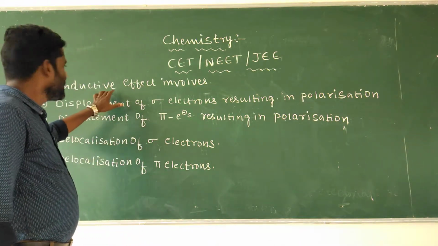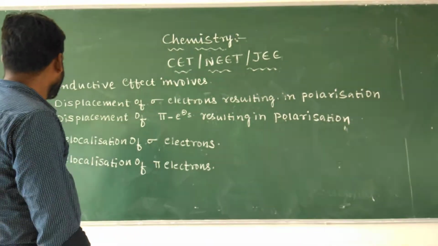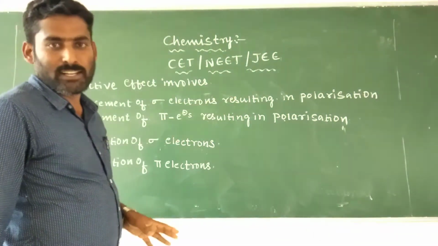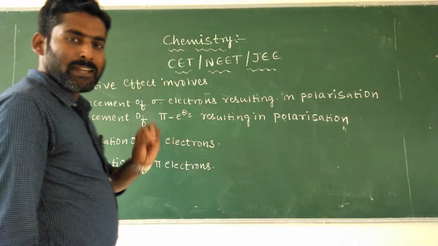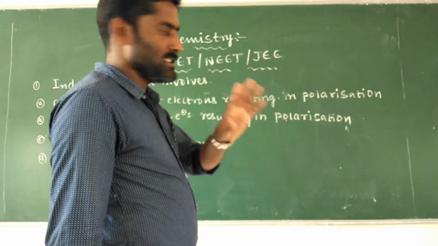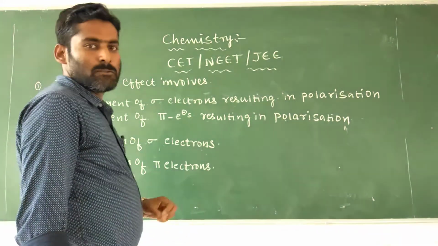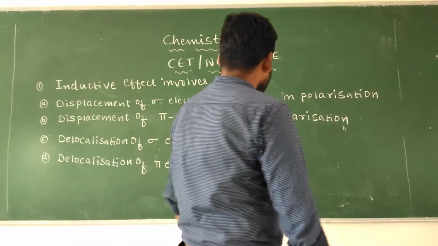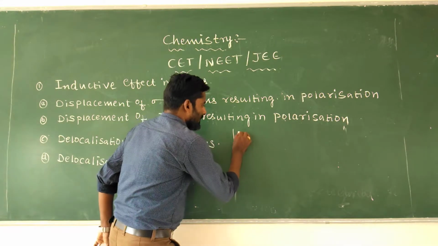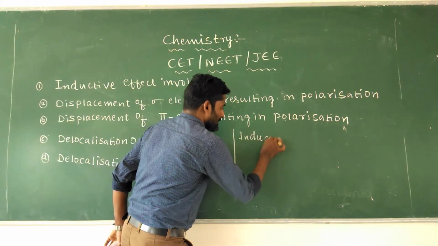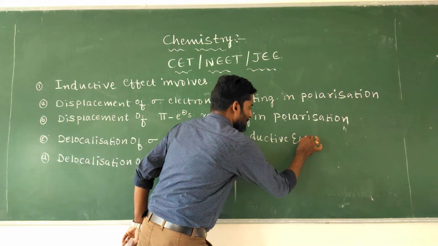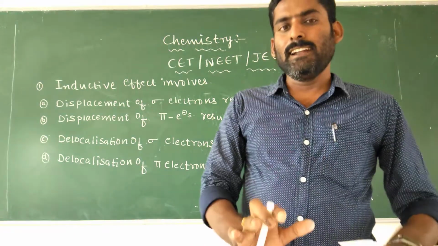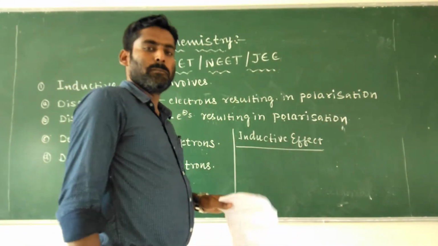So here is the question. Inductive effect involves: the given options are displacement of sigma electrons resulting in polarization, displacement of pi electrons resulting in polarization, delocalization of sigma electrons, and delocalization of pi electrons. Let us take inductive effect. So inductive effect is the first electron displacement effect in covalent bond.